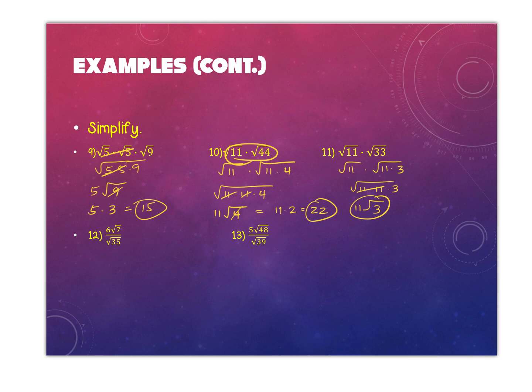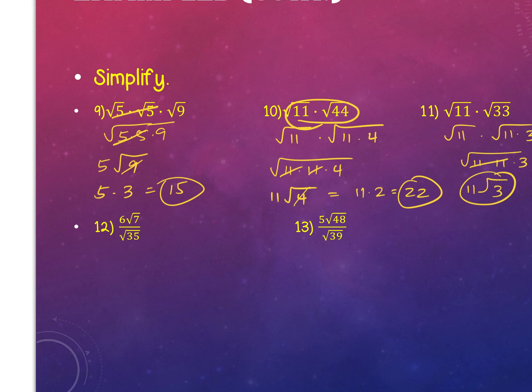When we get to number 12, we've got, again, this scenario where we have 6 times radical 7 over the square root of 35. So I'm going to start by simplifying the square root of 35. I know that that's the square root of 7 times the square root of 5. Square root of 7 cancels out, and I'm going to be left with 6 over the square root of 5. Now here is where, this is a good answer.